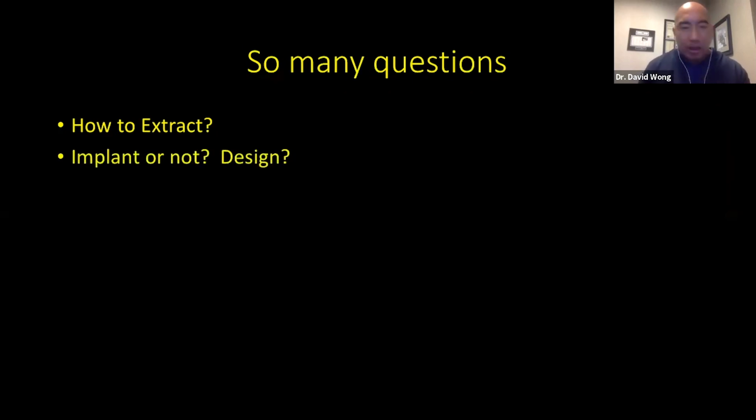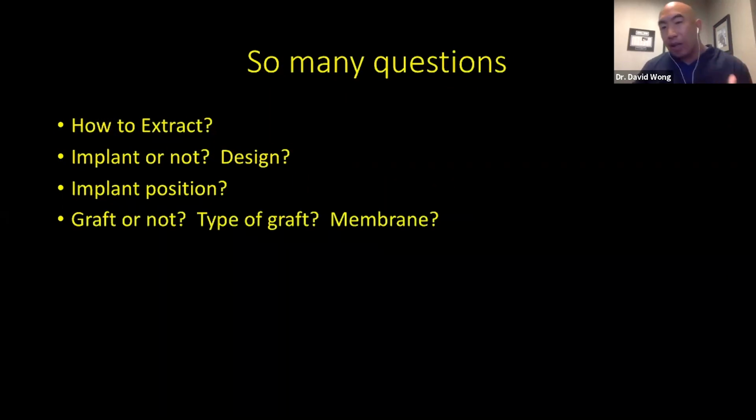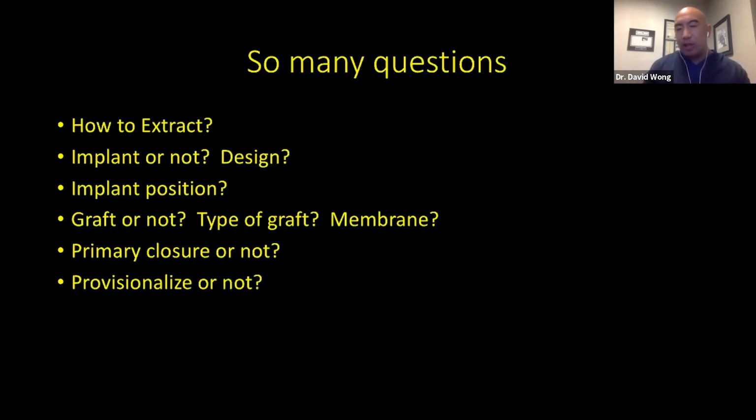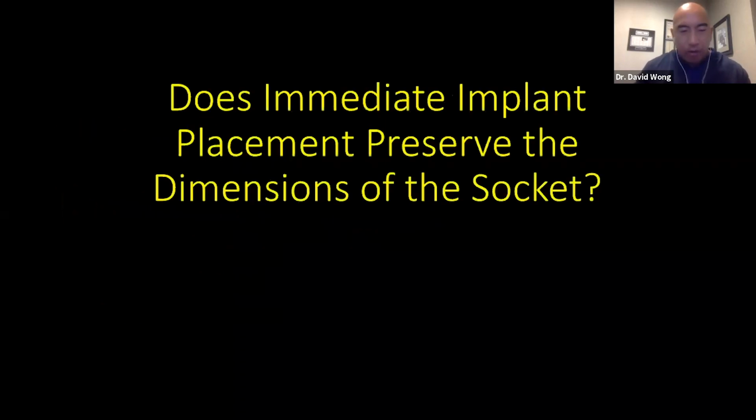So how do we extract the tooth? Do we place an implant immediately or not? What implant design are we considering? Where does the implant even go? Do we graft this gap? Do we use a membrane? What type of graft do we use? So we have a lot of questions that we need to ask ourselves. Do we provisionalize it or not? Do we add a gum graft or not?